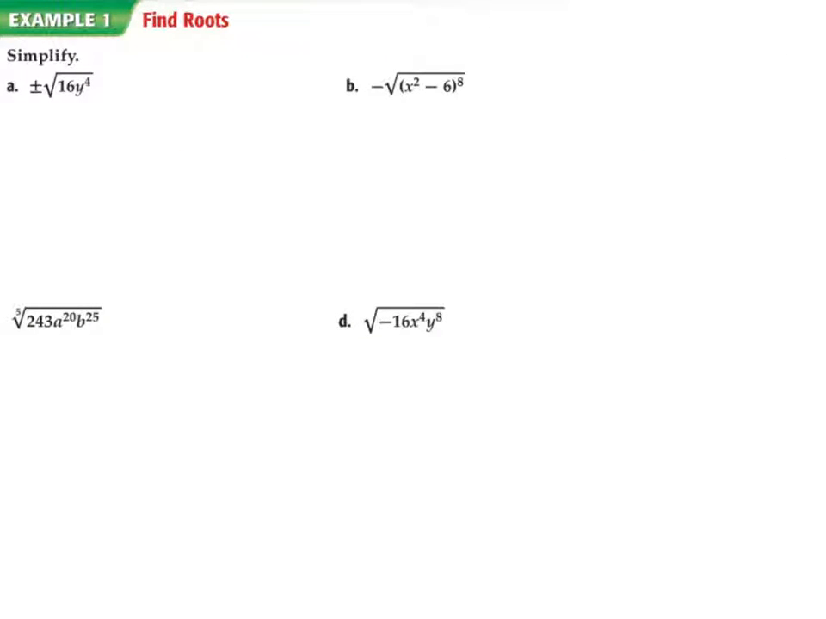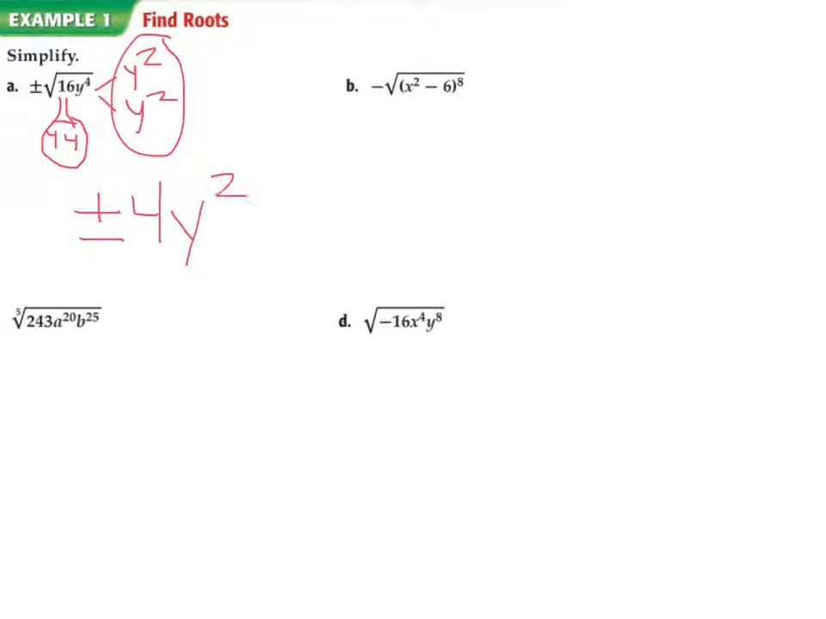In example 1, we're finding roots by simplifying. In a, we have plus or minus the square root of 16y to the fourth. So we're looking for pairs of 2 that we can take out. If we break 16 down into 4 and 4, automatically that's a pair of 2's that can move to the outside. Breaking down our y to the fourth, we can break it down into y squared and y squared. And again, that's another pair, so we can take that out. So our final answer is going to be plus or minus 4y squared.